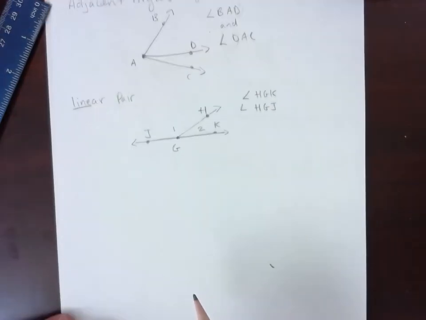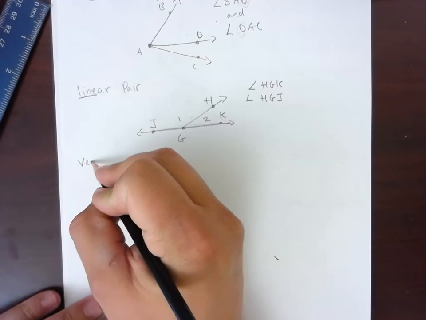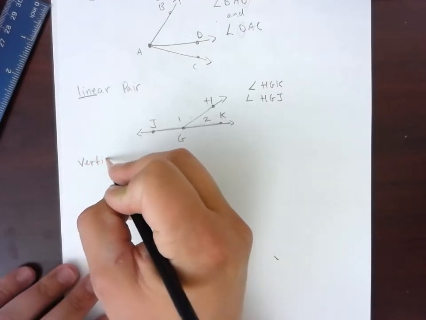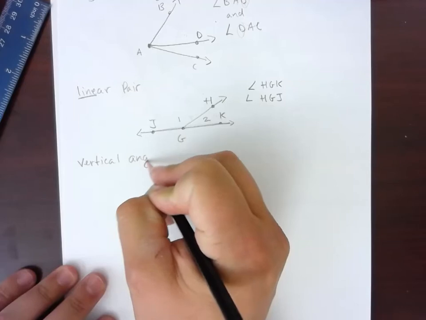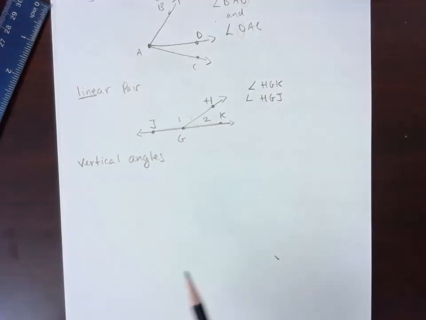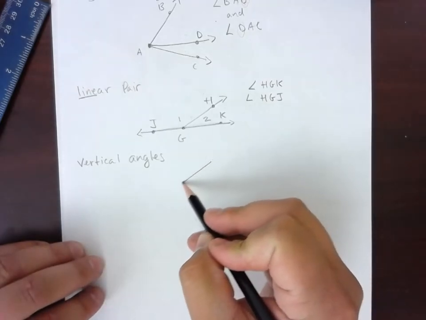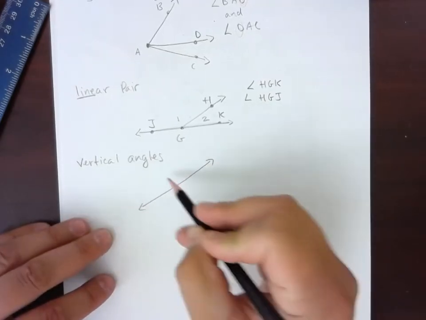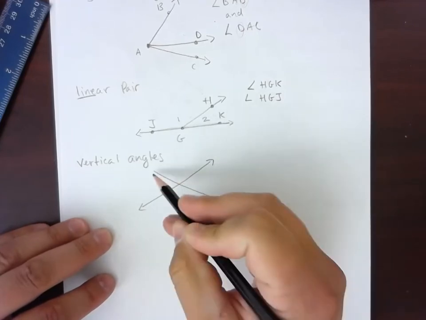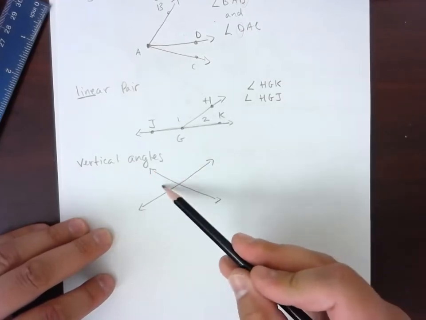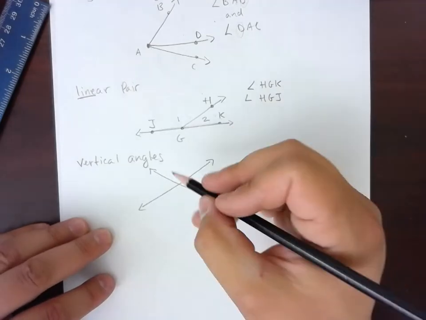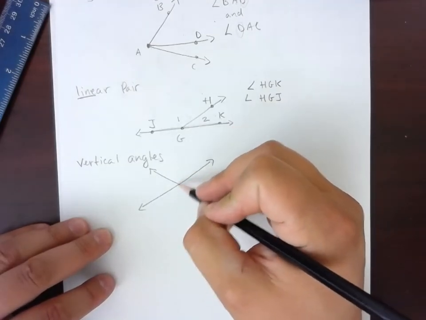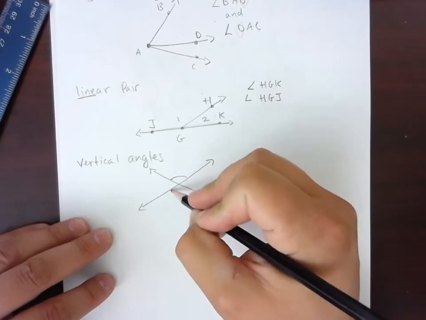Next, we're going to go over our vertical angles. Vertical angles, the definition in the book, that's still on page 46, says are two non-adjacent angles formed by two intersecting lines. So anytime two lines intersect each other, we have these four angles that are created every single time. And the angles that are opposite each other are vertical angles.